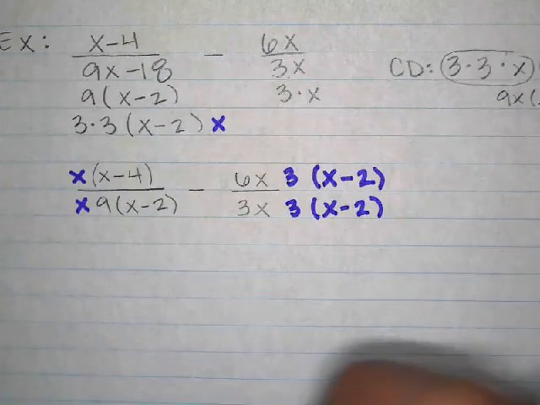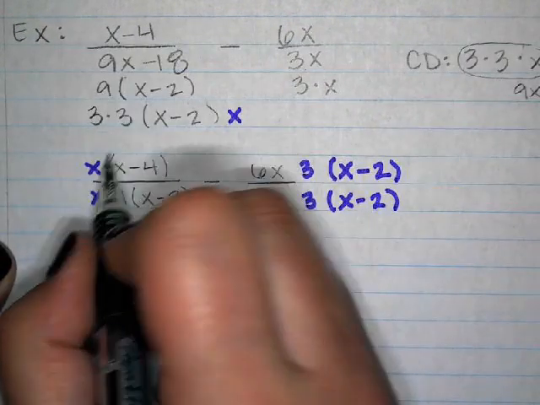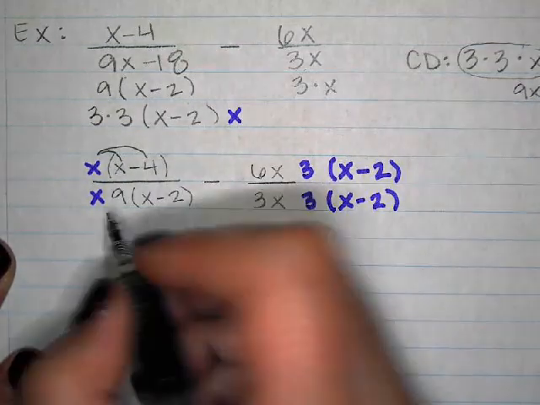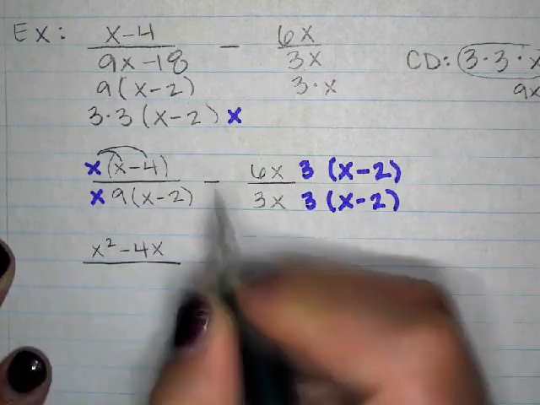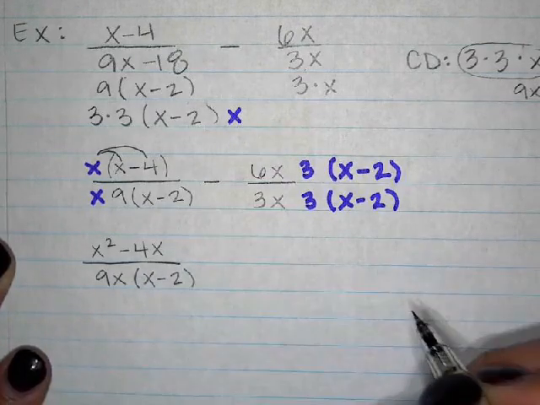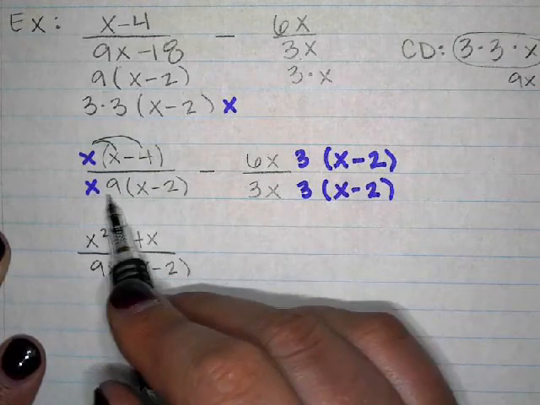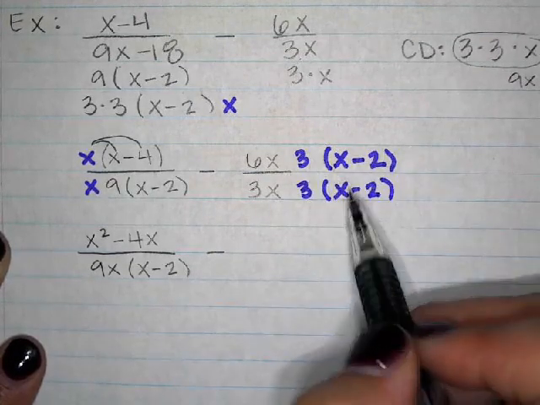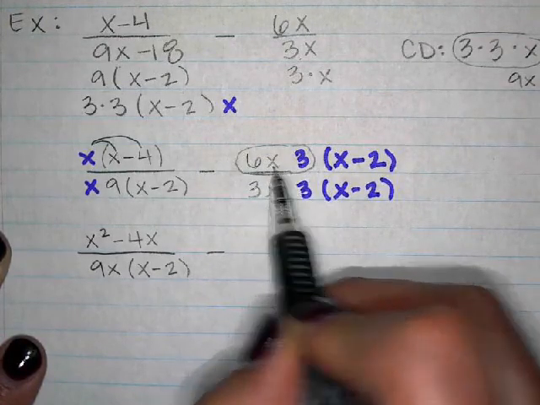So for my first fraction, I have what on the top? X to the second minus 4x. And I'm going to leave the bottom in factored form. Is everyone okay with that? You don't have to break it down. And then over here, I have 6 times x times 3.